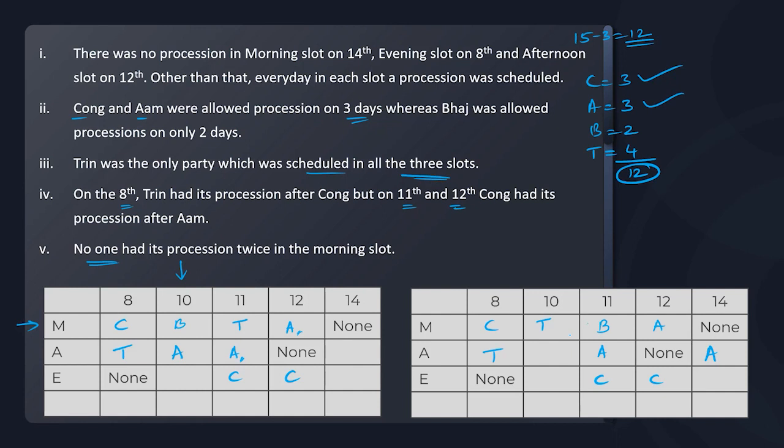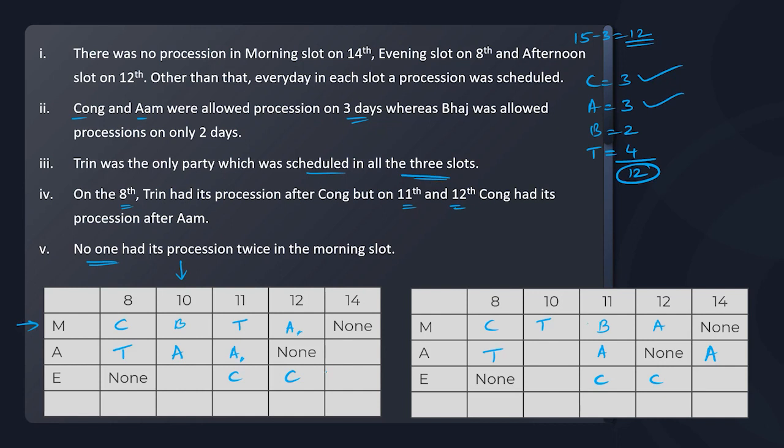Okay. Now, what else? What else have I got? Where should the other T be? Now, if I keep one of the T's, the other T should be in the evening slot, right? One of the T's has to be there in the evening slot.